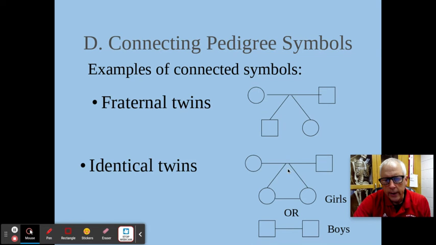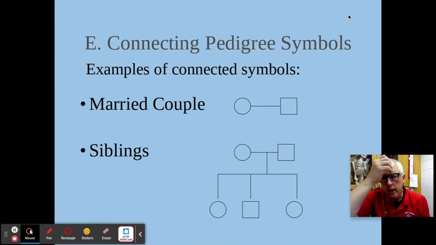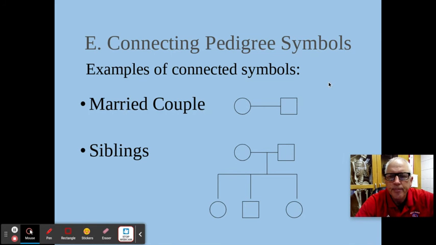If there's a diagonal line and they're connected, and obviously 2 circles or 2 squares, that would be an indicator of 2 identical girl babies or 2 identical boy babies, okay? And there's what I just said, married and siblings. So a girl would be the firstborn, a boy, a son, would be the secondborn, and the third one would be another girl.